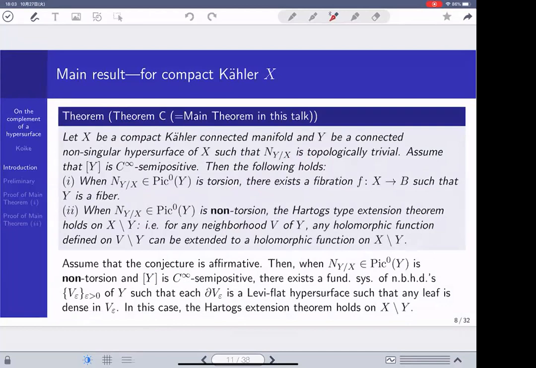And the third one is the main result for the case where X is compact Kähler. In this talk, we regard it as the main result. Let X be a compact Kähler connected manifold, and Y be a connected non-singular hypersurface of X, so that the normal bundle is topologically trivial. Actually, when Y is compact Kähler, topological triviality is equivalent to unitary flatness. It is because Y is compact Kähler, by the Kähler-X theorem.